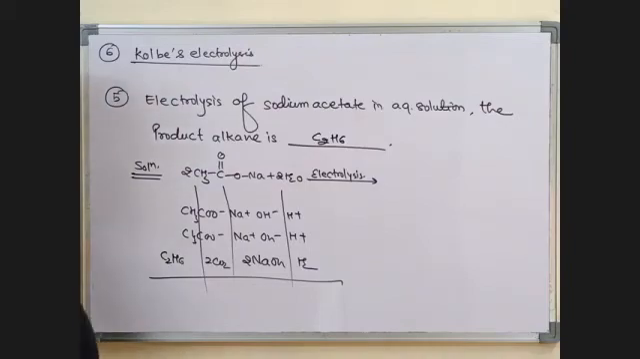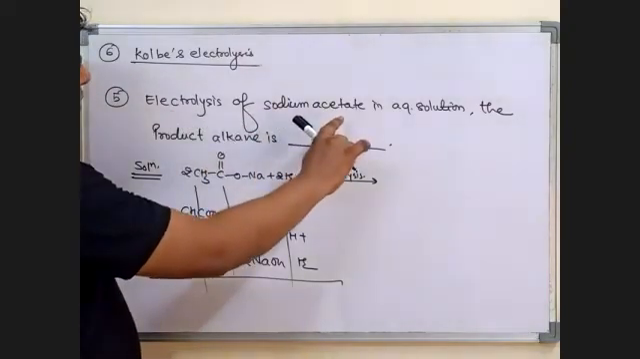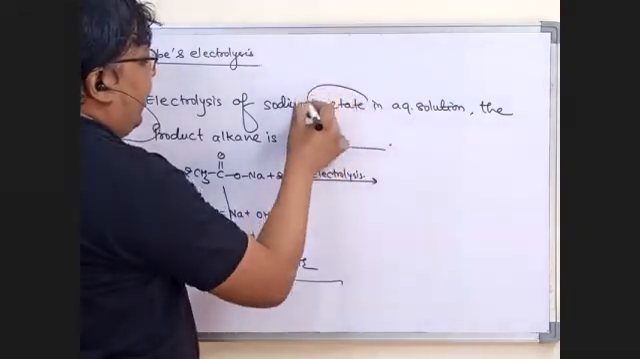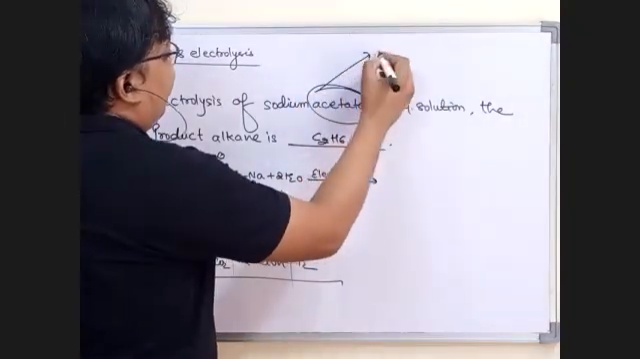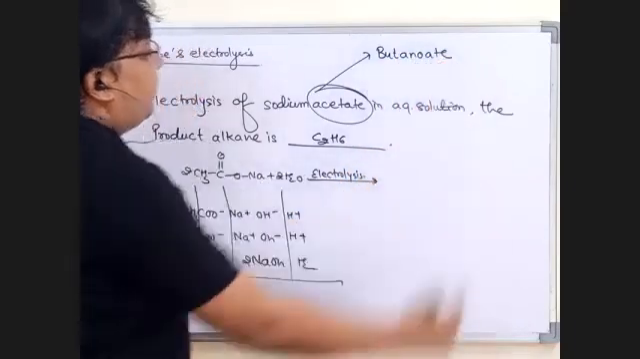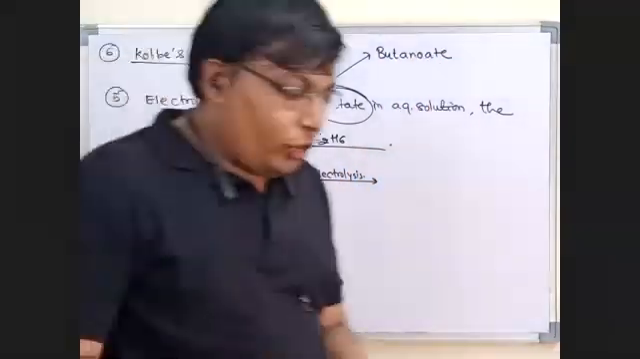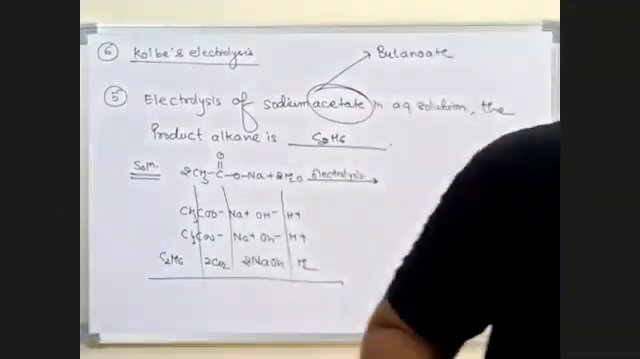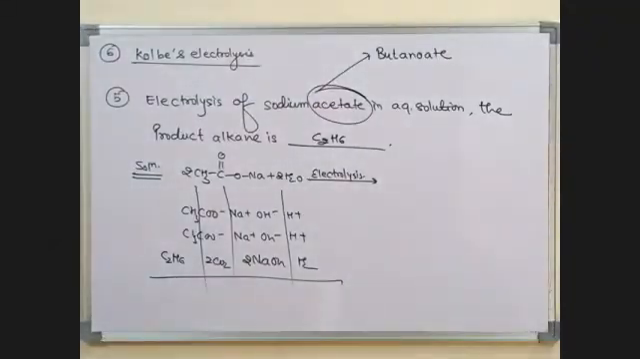Now, solve the second question. You write the same question, but acetate is replaced by butanoate. Question number 6. Question is the same, but in place of acetate, you write butanoate, student.